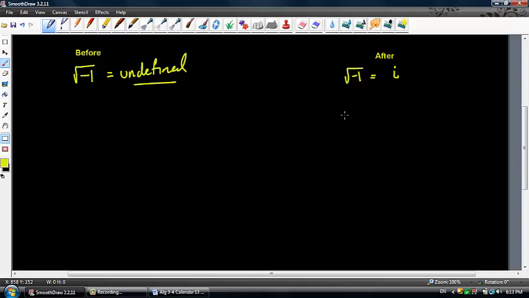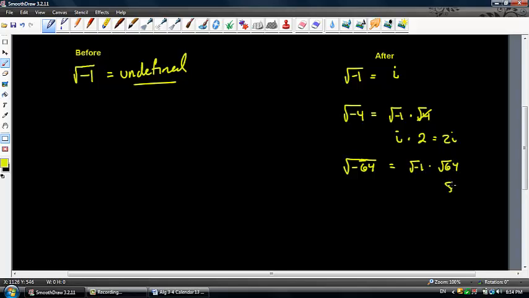If I'm going to take, say, the square root of -4, I can actually separate it into the square root of -1 times the square root of 4. Well, we know that the square root of 4 is 2, and the square root of -1 is I. So what I get is I times 2, or 2I. Likewise, if I take the square root of -64, that is the square root of -1 times the square root of 64, and what I get is 8I.